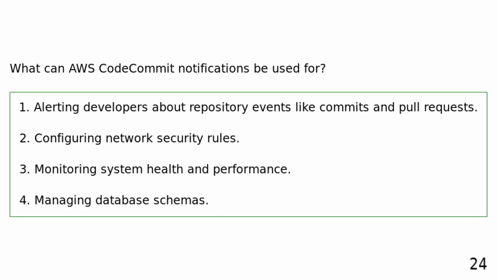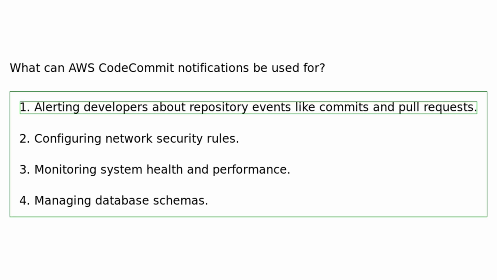What can AWS CodeCommit notifications be used for? Alerting developers about repository events like commits and pull requests. Configuring network security rules. Monitoring system health and performance. Managing database schemas. Notifications in AWS CodeCommit alert developers about events such as commits and pull requests, helping keep teams informed.